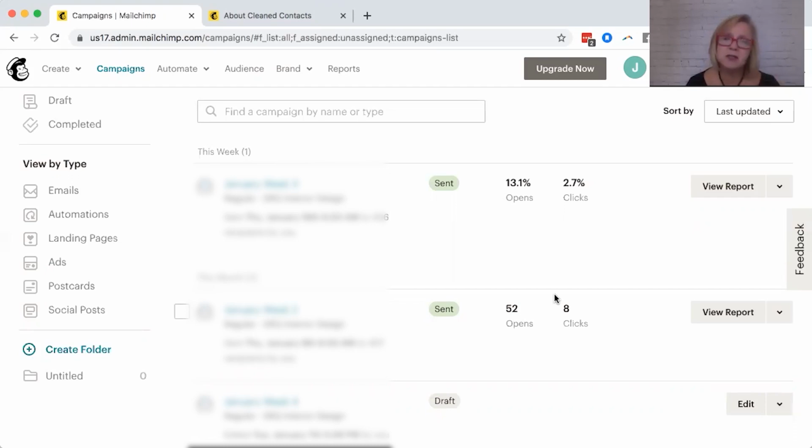Like I said, I usually wait about a week, and then I look at your open rates, your click rates, your unsubscribes, your bounces, and go ahead and look at those numbers for the people who did open and did click. Look at those really high numbers and maybe think about offering them something special or reaching out to them individually.